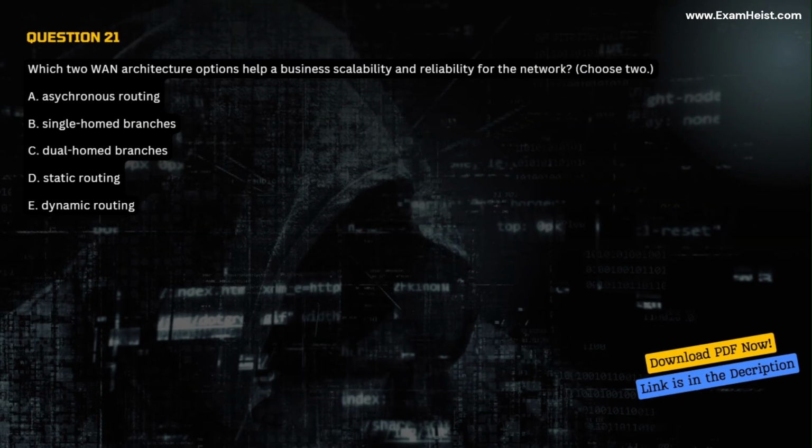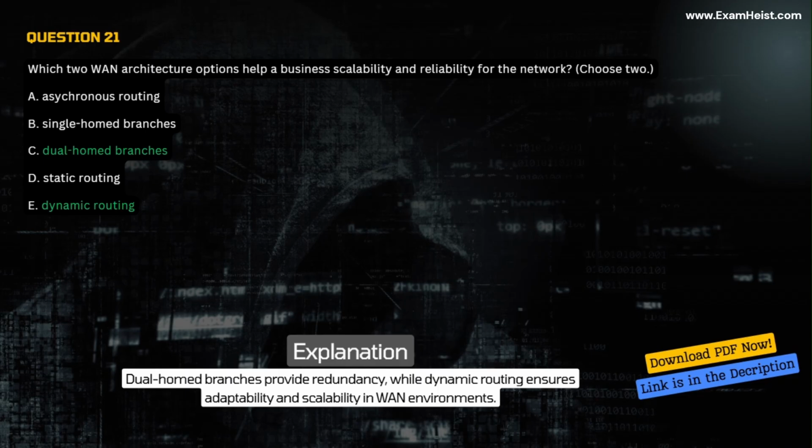Question 21. Which two WAN architecture options help a business with scalability and reliability for the network? Choose two. A. Asynchronous routing. B. Single-home branches. C. Dual-home branches. D. Static routing. E. Dynamic routing. Correct answer C and E. Dual-home branches. Dynamic routing. Explanation. Dual-home branches provide redundancy, while dynamic routing ensures adaptability and scalability in WAN environments.